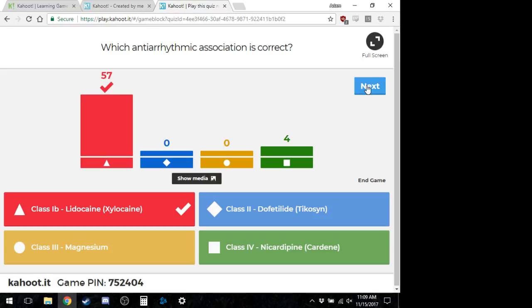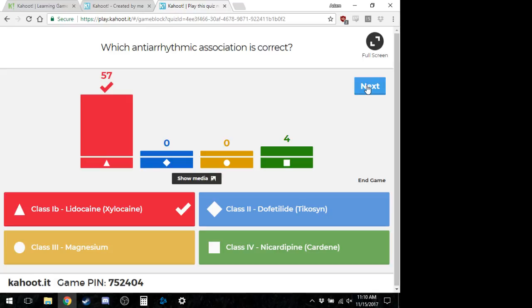It's a calcium channel blocker, but it's not a non-dihydropyridine. So you need to have either diltiazem or verapamil. Those are your class 4 antiarrhythmics. Nicardipine is a dihydropyridine that would only work on the vasculature, not going to affect the heart necessarily, right? Or directly, I should say. But lidocaine is a class 1B, so that one would be correct.